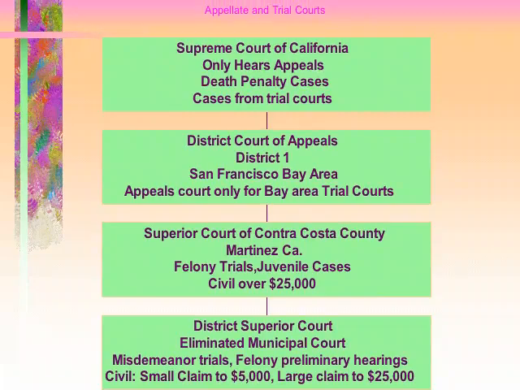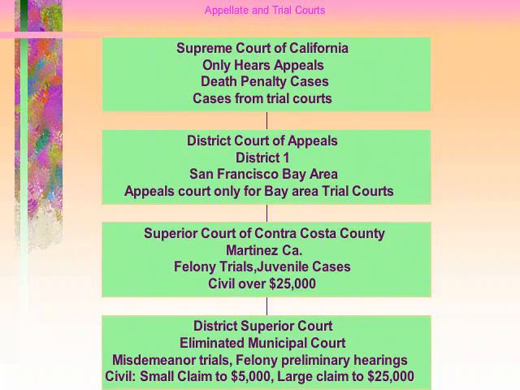We're going to talk about the structure of the courts, and I'm using California and particularly Contra Costa County as a basis, since that's where my college is located. If you look at the slide, at the bottom of the totem pole we have the District Superior Court. We used to have municipal courts that handled misdemeanor trials, felony pretrial hearings, and civil claims to $5,000 and small claims to $25,000. That has been eliminated, and currently these are called District Superior Courts, and they're able to hear felonies.